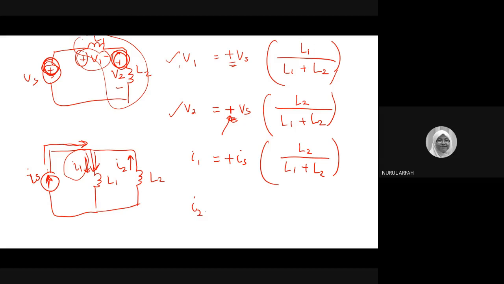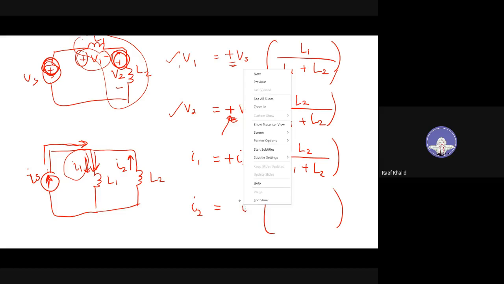And then I2. What is I2? You need the IS. Yes, IS.